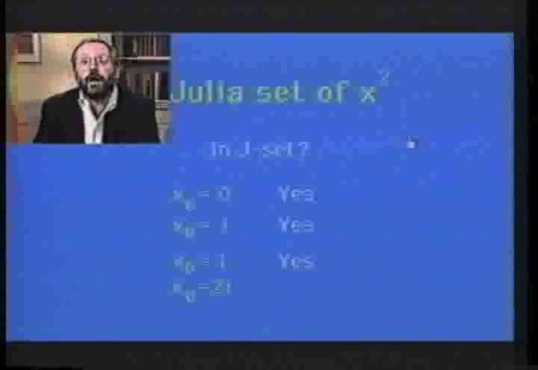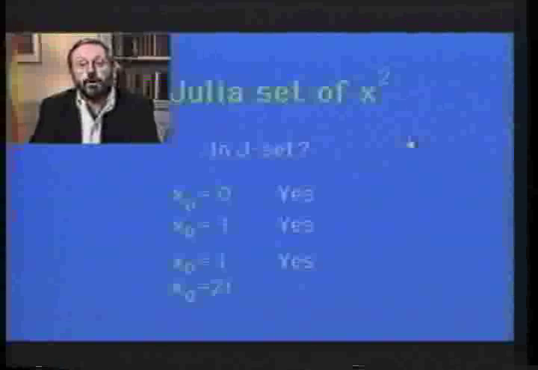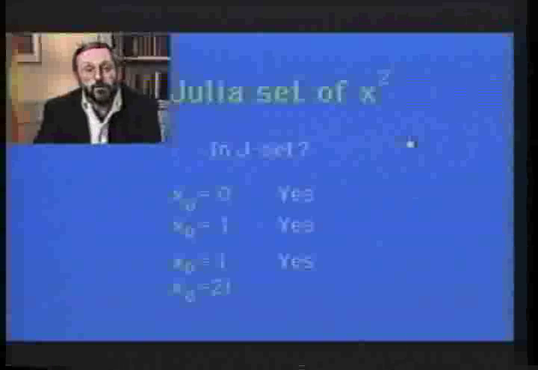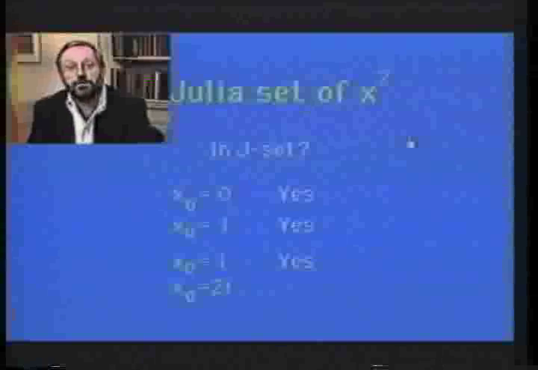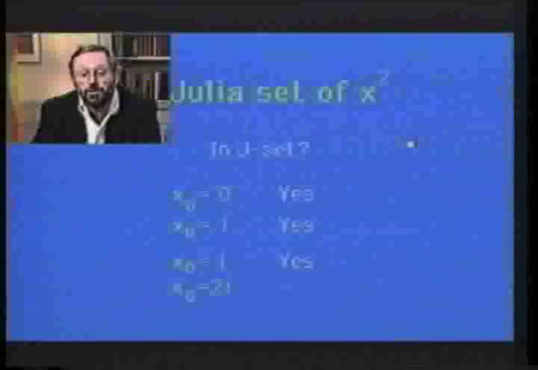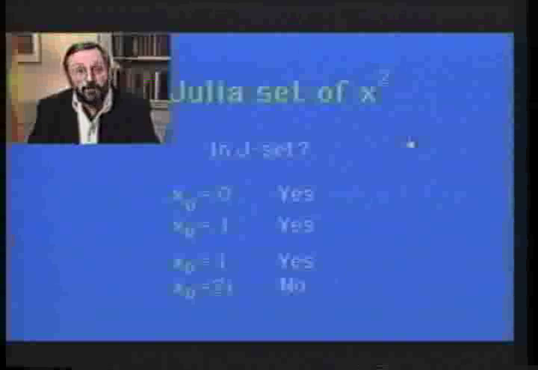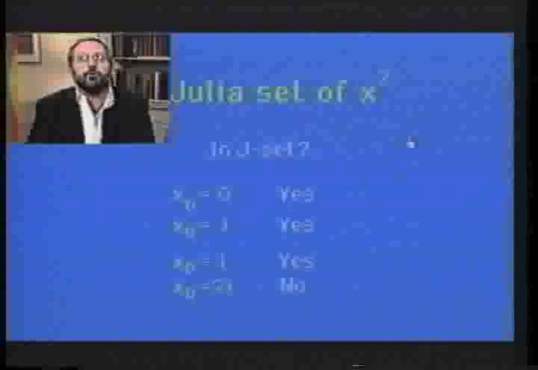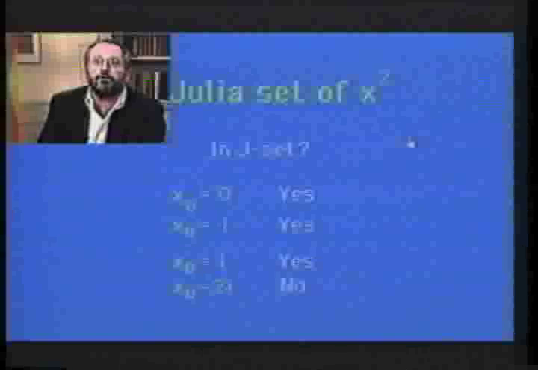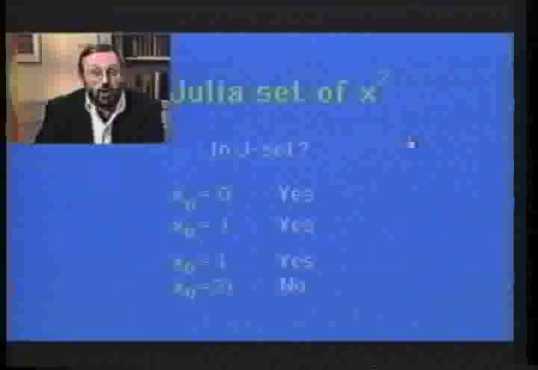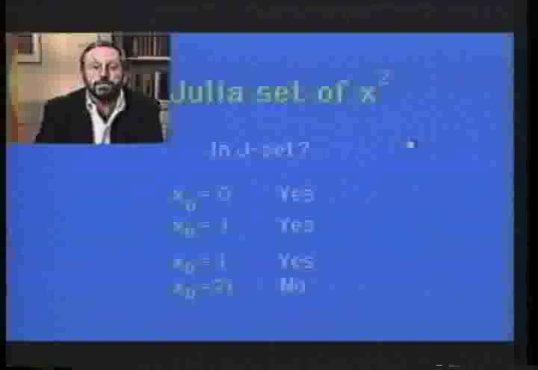What about 2i? Well, if we start with 2i and square it, we get -4. Square that, get 16. Square that, get 256. 256 squared is big. And the orbit clearly goes off to infinity. So 2i is not in the filled Julia set. This orbit escapes. And to compute the filled Julia set of x squared, we'd have to do this procedure for all possible complex numbers, for all possible seeds.